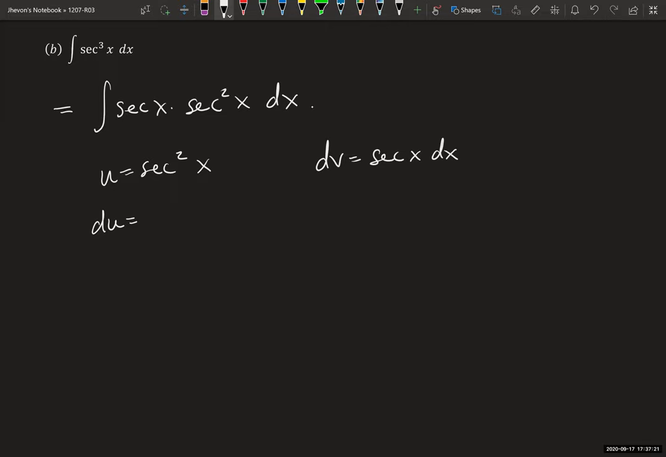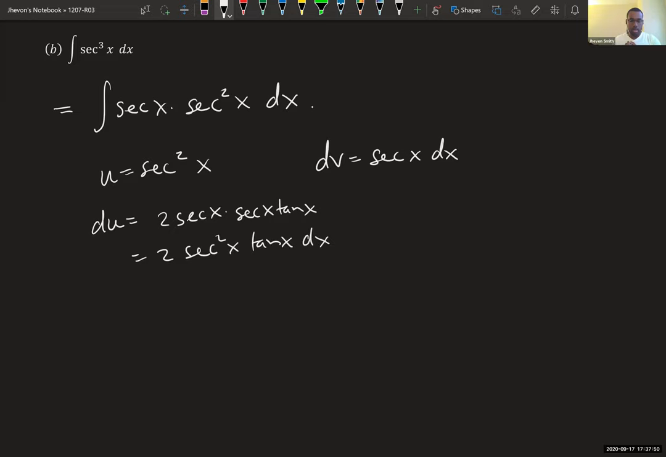Wouldn't it be easier if u was secant x and then dv was secant squared x? I don't know. In what sense? Okay, but first of all, let's make sure we know how to differentiate secant squared. Wasn't it just 2 secant times the derivative of secant, which is secant tangent, right? Right. So you would actually get 2 secant squared tangent. And your v would be ln of the absolute value of secant x plus tangent x.